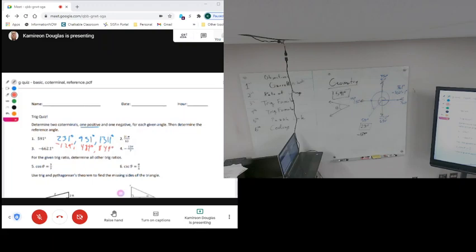Coterminal literally means same location. There are infinitely many correct answers. There are also infinitely many wrong answers. You have to follow the process to get to your solutions. Now, let's go. Second part.